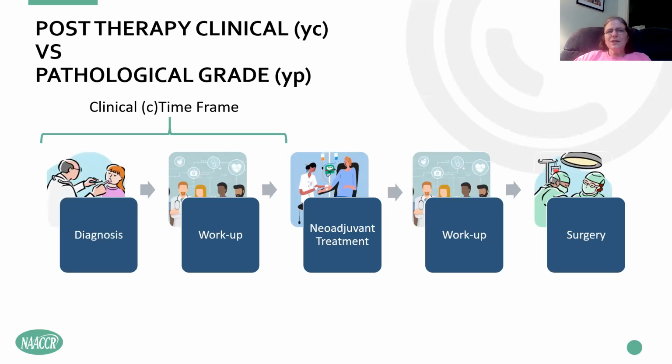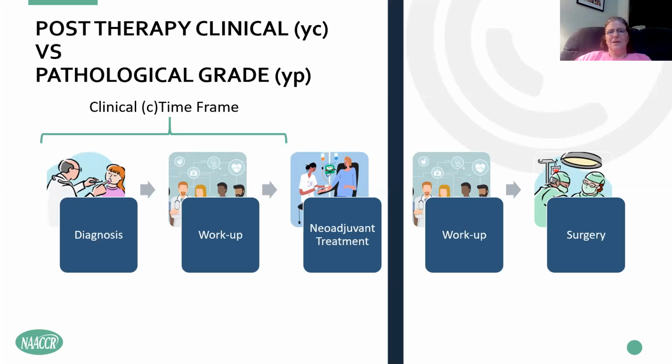So now we're looking at post-therapy clinical versus pathological versus post-therapy pathological. So remember, we have our clinical time frame here. We have the diagnosis, we have the workup. They made their decision, we're going to do neoadjuvant treatment. So they do the neoadjuvant. So then you put a line across, and the information there stops. You cannot use any information from the diagnosis or the workup or the neoadjuvant therapy. Everything stops. And this is for AJCC staging as well.